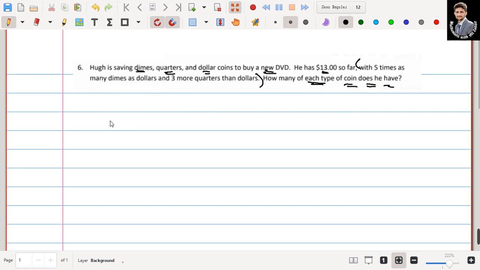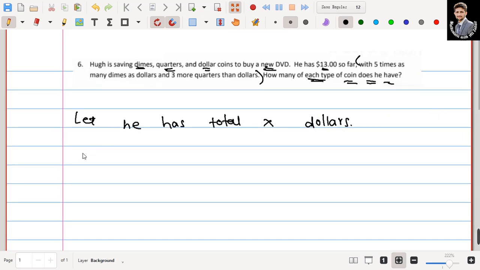So let's suppose he has x number of dollars. Let he has total x dollars. From the above condition, I can say that the total number of dimes is equal to 5x. This is the condition. See, it says 5 times as many dimes as dollars. So x is dollars, and when I multiply with 5, this condition is satisfied.